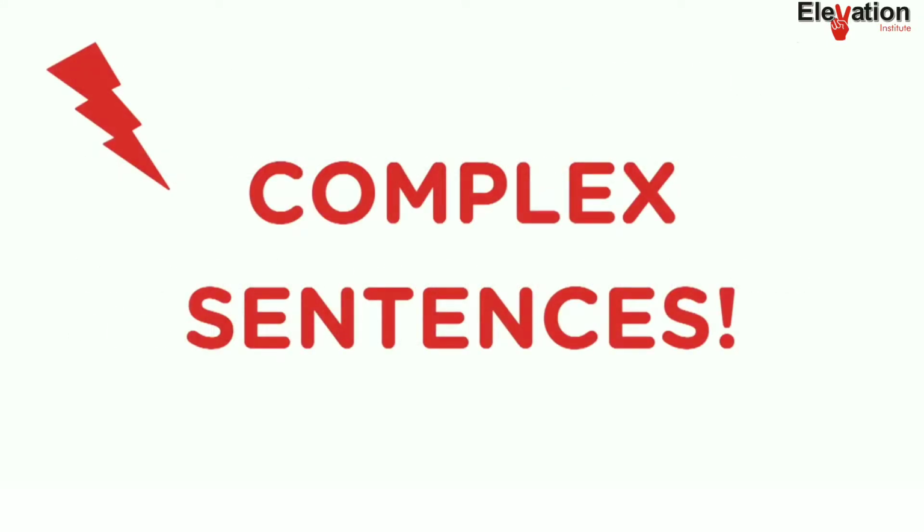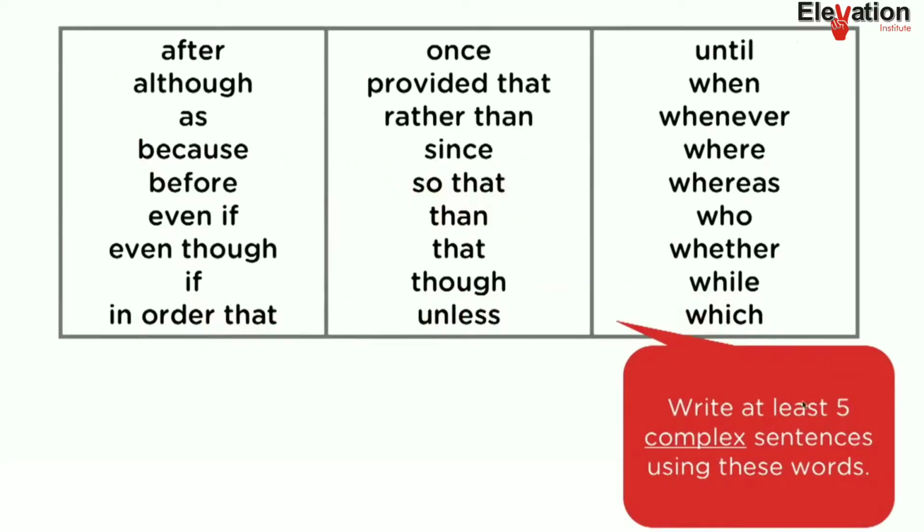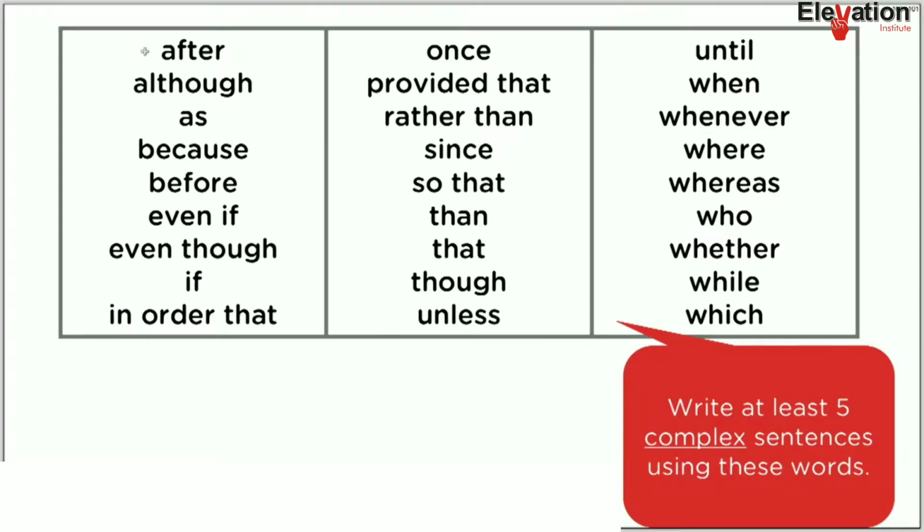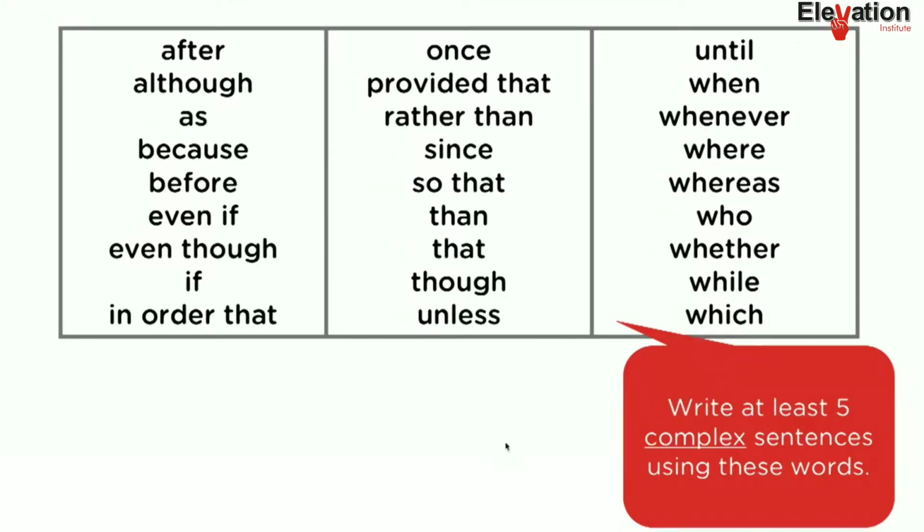You need to include what I'm about to show you in your essay, and I suggest you include at least five of these complex sentences using these words. These are the words that the IELTS examiners look for. These are the sentence types that create subordination, which I'll show you in a second. After, although, as, because, before, even if, even though, if, in order that, once, provided that, rather than, since, so that, than, that, though, unless, until, when, whenever, where, whereas, who, whether, while, and which. Okay? So let's have a look at some examples here.